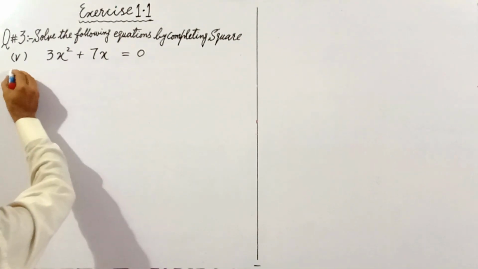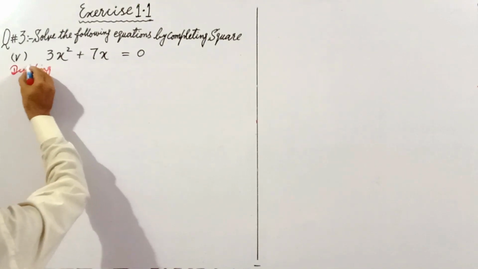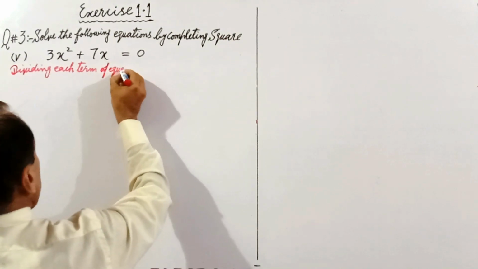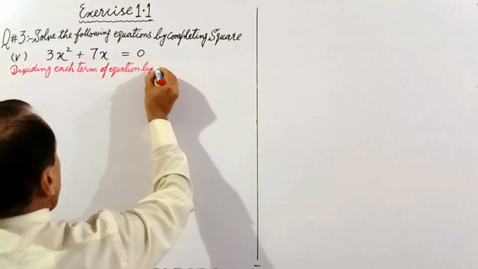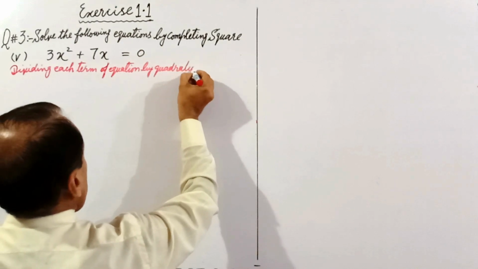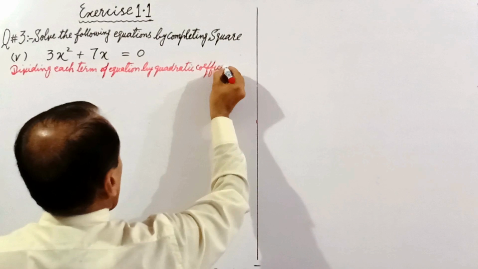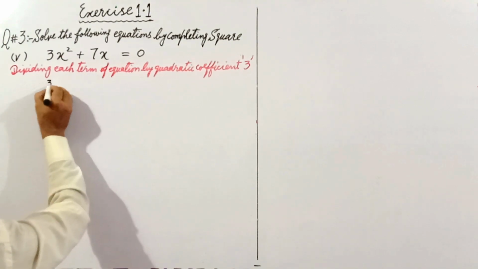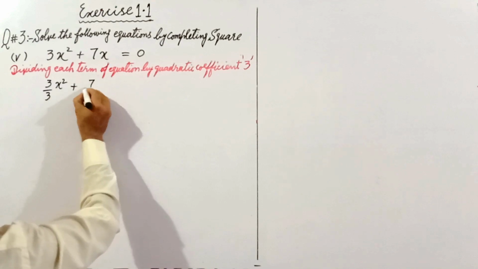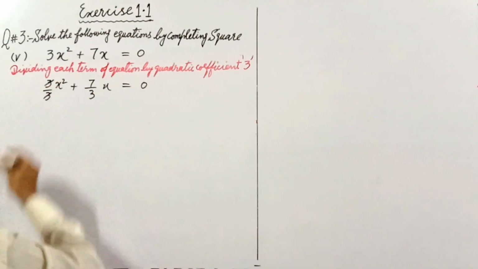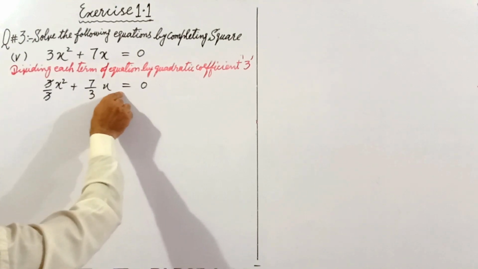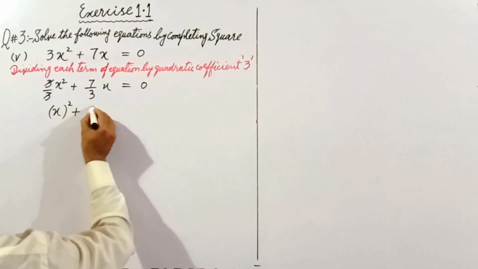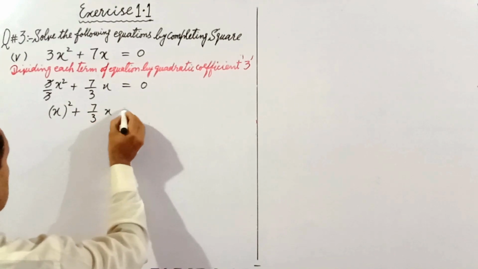In the first step we have to remove the quadratic coefficient. So therefore by dividing each term of the equation by the quadratic coefficient 3, we have 3x square divided by 3 plus 7 over 3x is equal to 0. 3 is cancelled by 3, and as we do not have the constant term, so therefore we leave that step of the solution and write x square plus 7 over 3x is equal to 0.